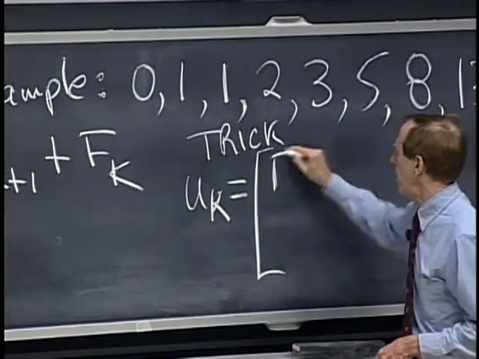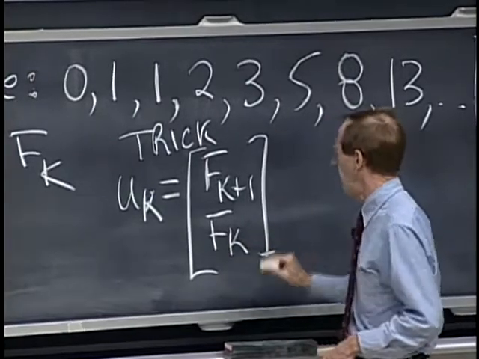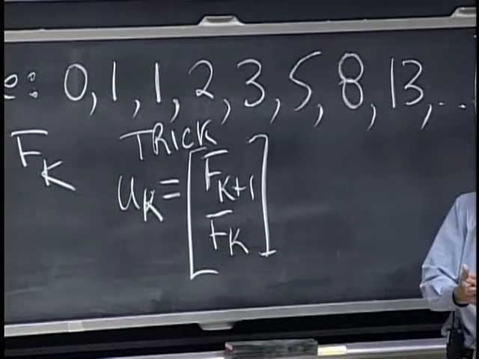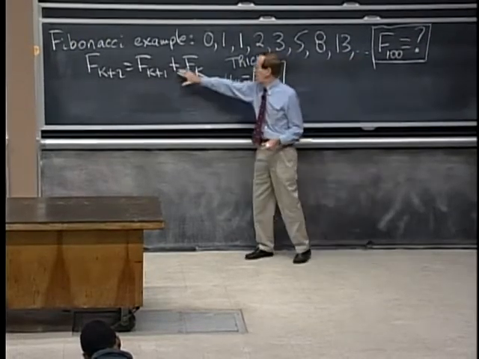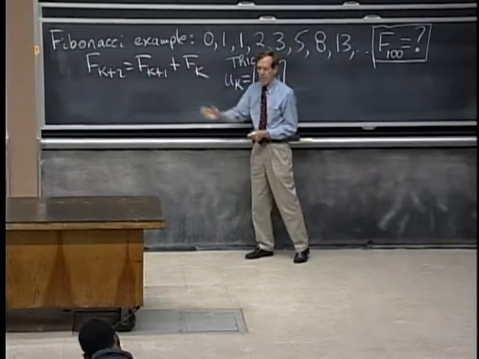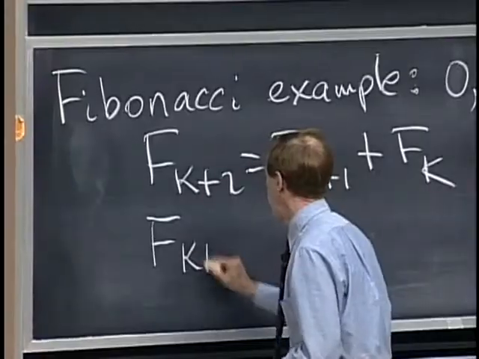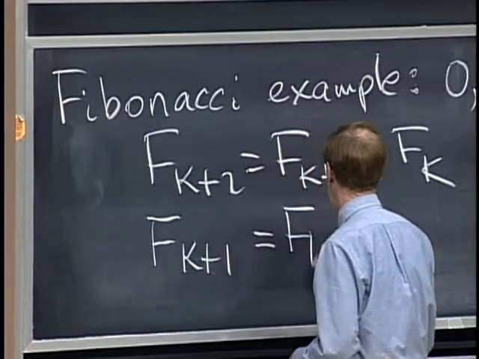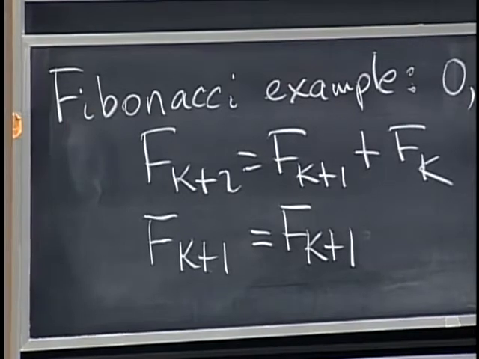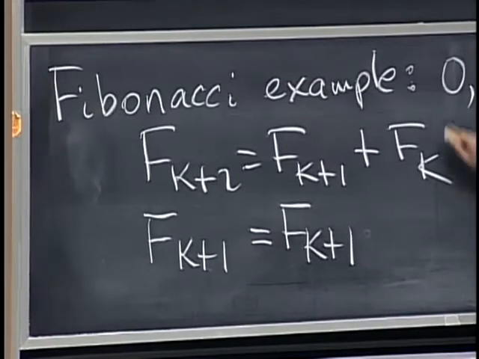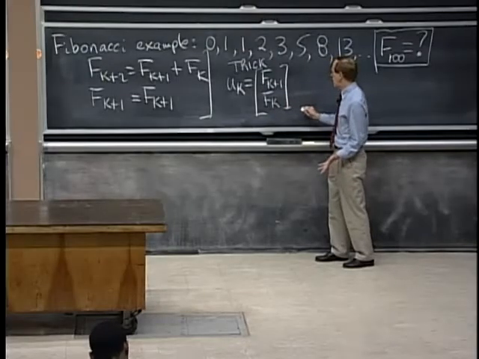Let uk be a vector, fk plus 1 and fk. So I'm going to get a 2 by 2 system, first order, instead of a scalar system, second order, by a simple trick. I'm just going to add in an equation, fk plus 1 equals fk plus 1. That will be my second equation. Then this is my system. This is my unknown.